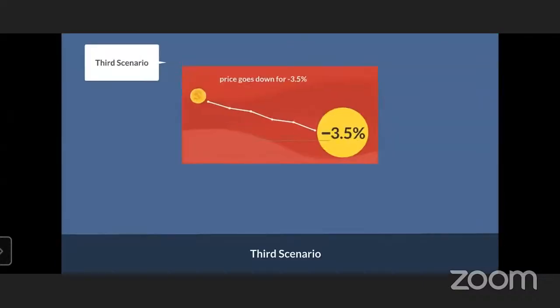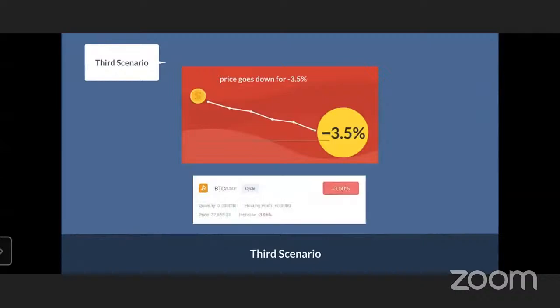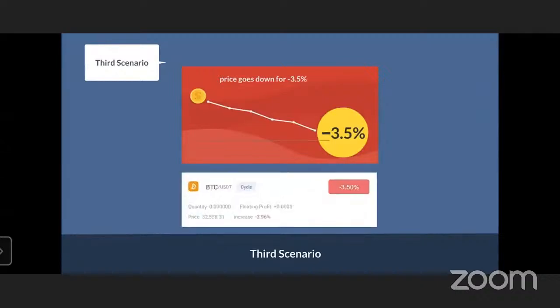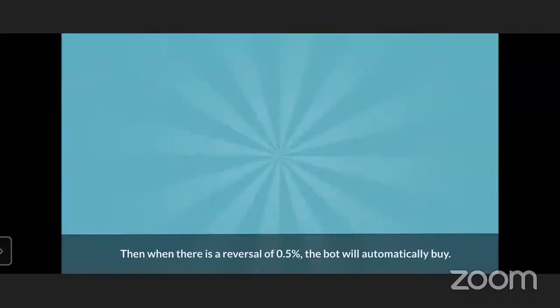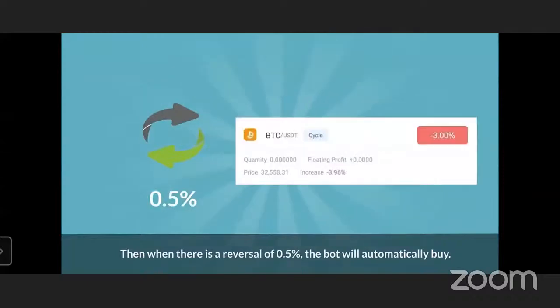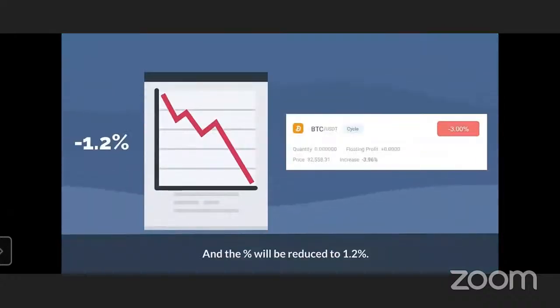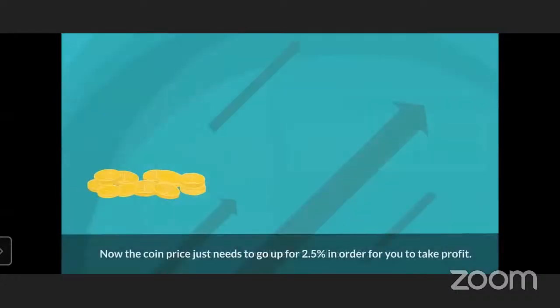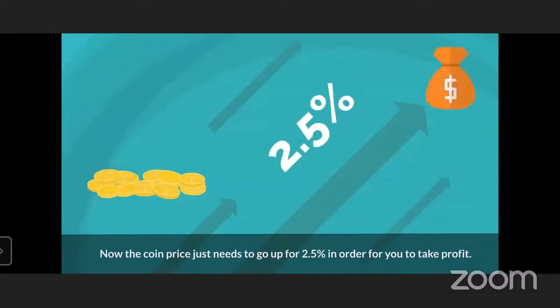Third scenario is when there is a market drop. After you buy, the price goes down for minus 3.5%. The bot will be triggered and is on standby to buy. Then when there is reversal of 0.5%, the bot will automatically buy. Based on the default setting, the robot will buy 20 USDT this time. But you can always change the setting to buy more or less. And the percent will be reduced to 1.2%. Now the coin price just needs to go up for 2.5% in order for you to take profit.